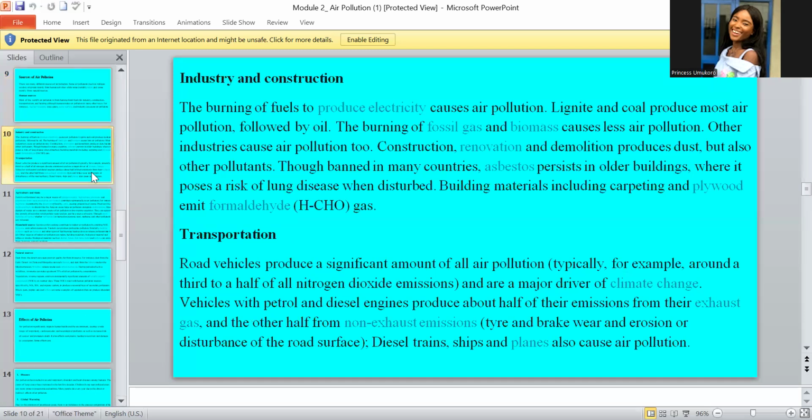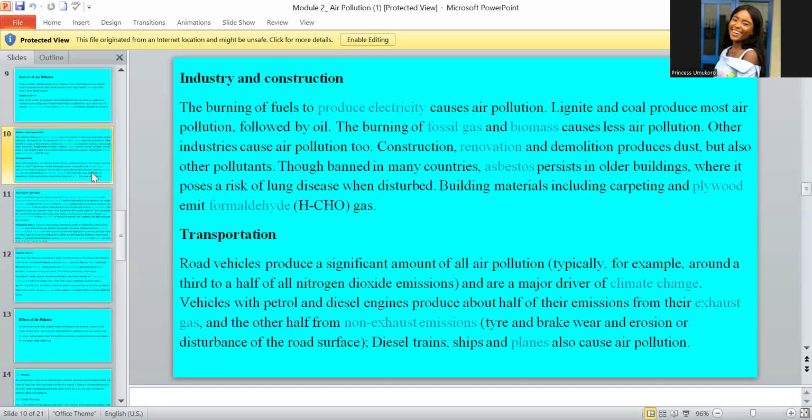And the first source is industry and construction. The burning of fossil fuels to produce electricity causes air pollution. Lignite and coal produce most air pollution, followed by oil. The burning of fossil gas and biomass causes less air pollution. Another source is transportation.